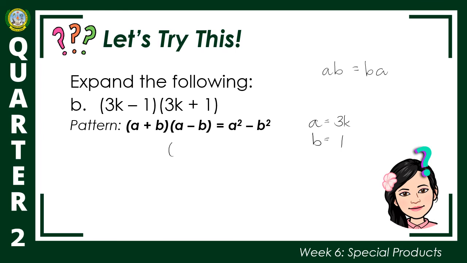First po is the square of A, which is 3K, minus the square of B, which is 1. And let's simplify. The square of 3K is 3K times 3K. So let's start with 3 times 3. That is 9, and K times K, that is K squared. And then minus 1 squared, or 1 times 1 is simply 1. Okay? So, diba? Madali lang siya. Tingnan natin kung tama. Ayan. So, 9K squared minus 1 is the answer.